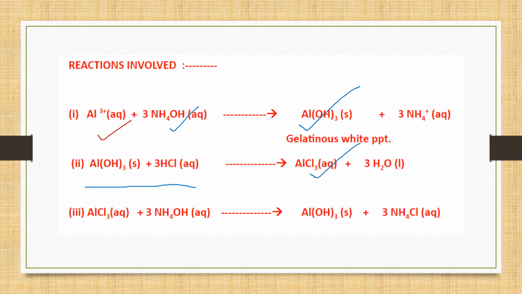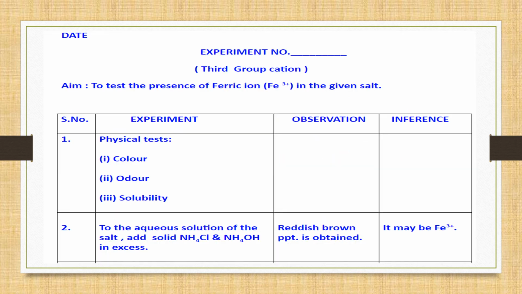And AlCl3, again in the lake test, when you add NH4OH dropwise to it, turns again to Al(OH)3, which is a white precipitate, but it will absorb the blue coloration of the blue litmus, and that's why it appears blue when you complete the test. So that completes the experiment related to identification of Al3+ in the given salt. This is experiment number 16.